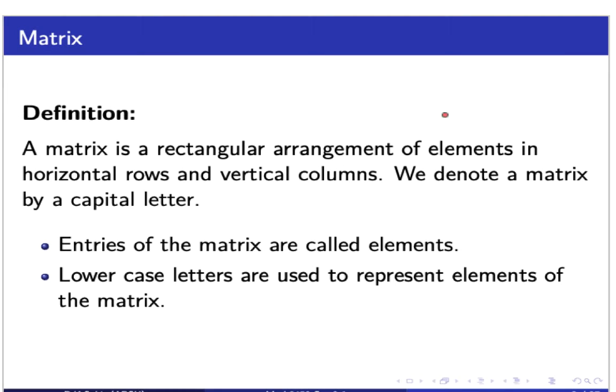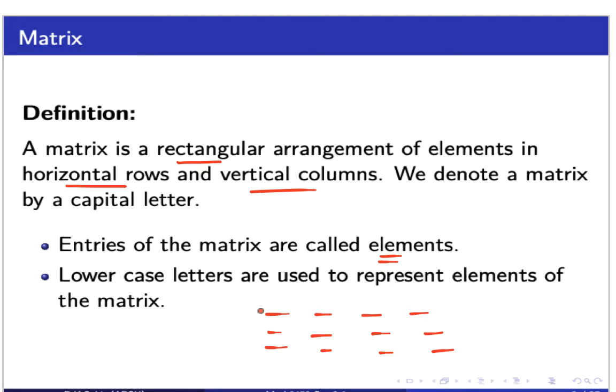A matrix is very simple. It's a rectangular arrangement of elements in horizontal rows and vertical columns. We denote a matrix by a capital letter. The entries of the matrix are called elements, and we represent the elements of these matrices by lowercase letters. So you can think of it like you have a rectangle with, say, 3 rows and, say, 4 columns.